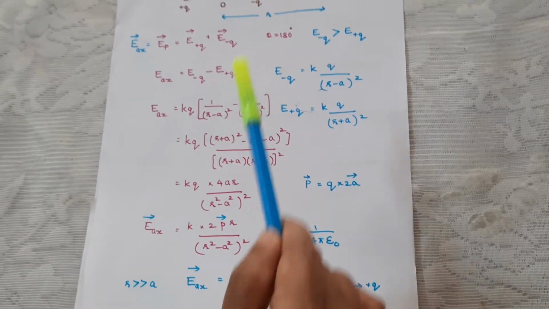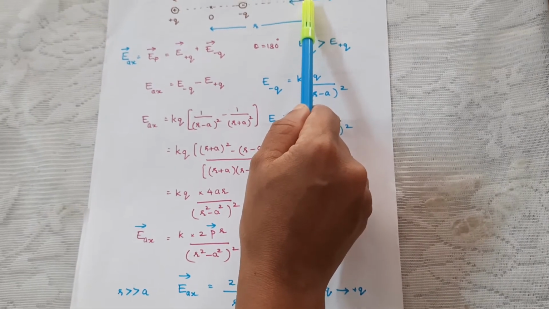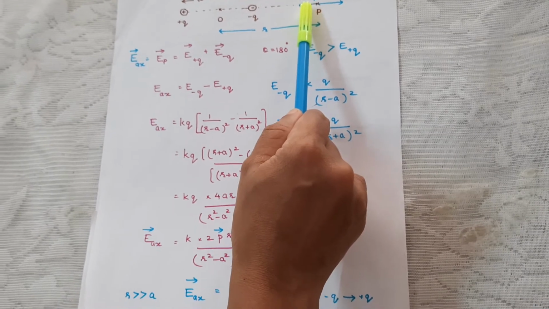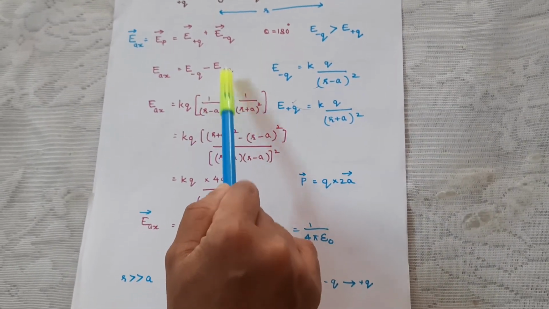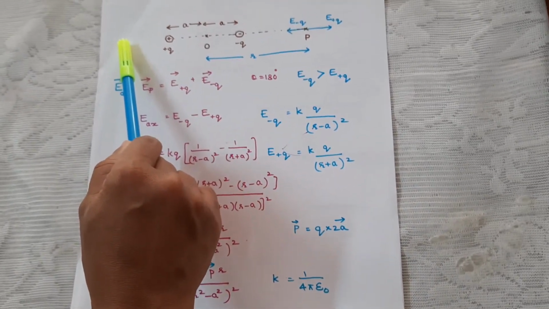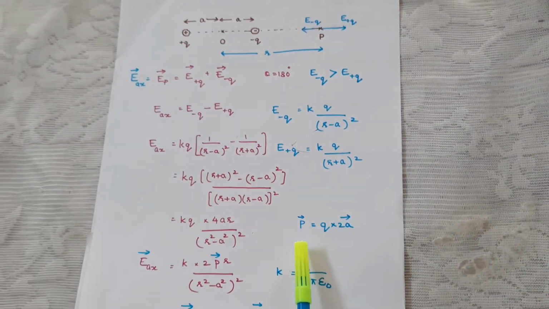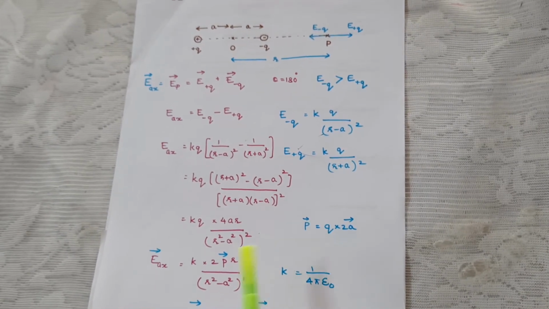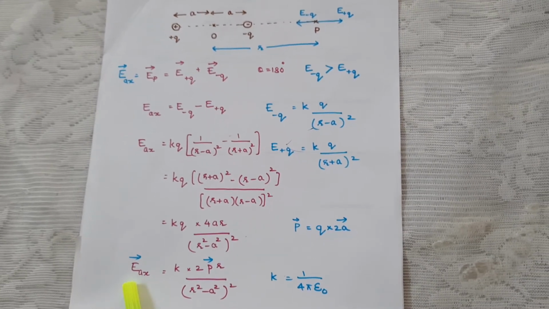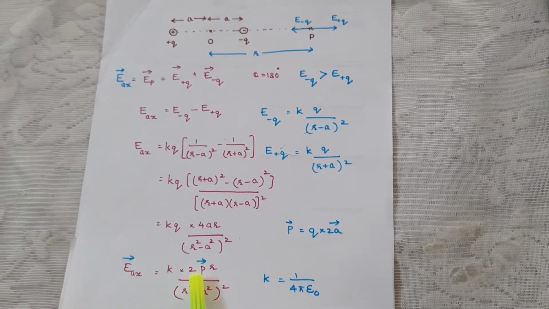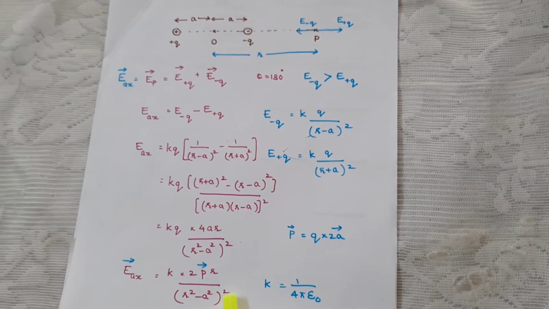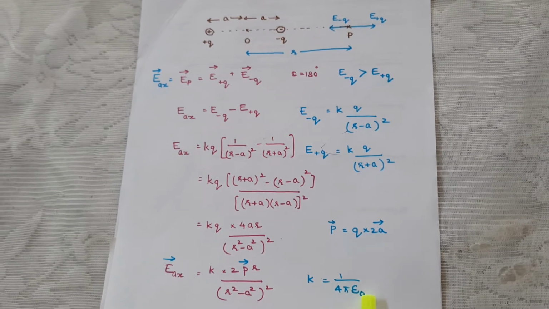And the direction of the resultant field is the direction of E minus q, because E minus q is greater. And it is directed from negative to positive. So it has the same direction as that of dipole moment. So in vector form we can write it as E axial is equal to K into 2Pr by (r square minus a square) the whole square, where K is equal to 1 by 4 pi epsilon 0.